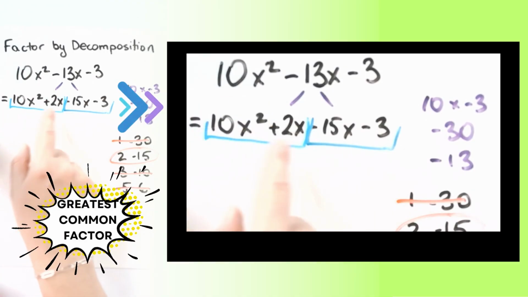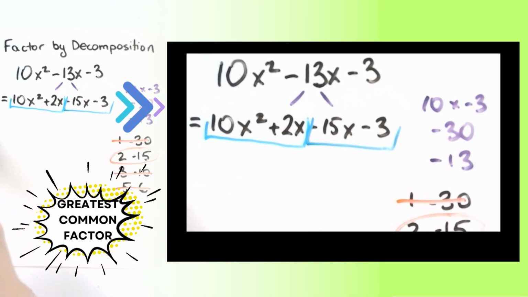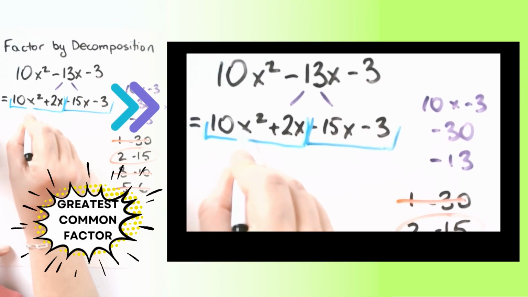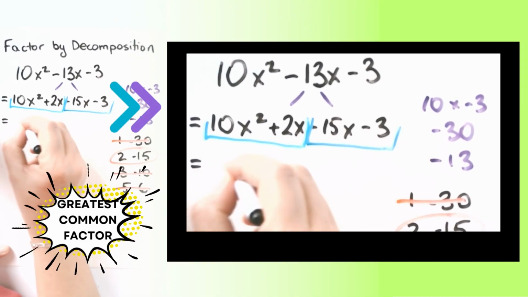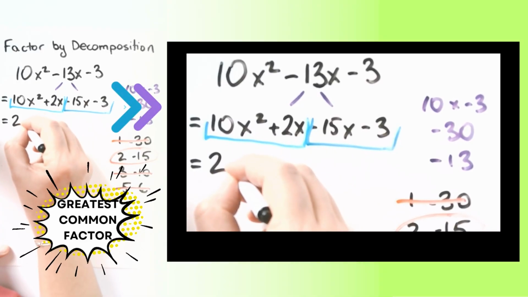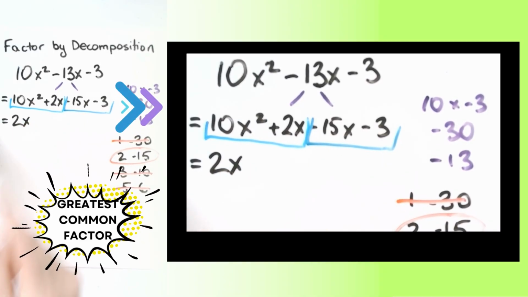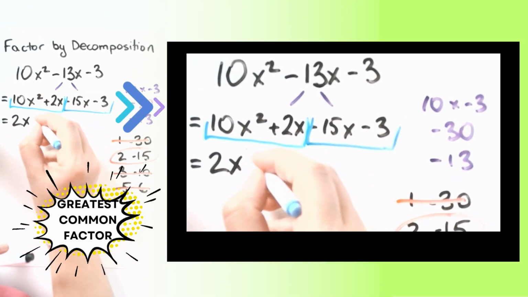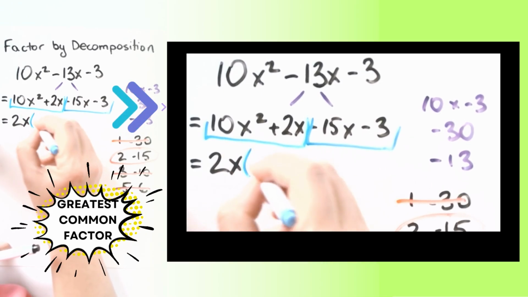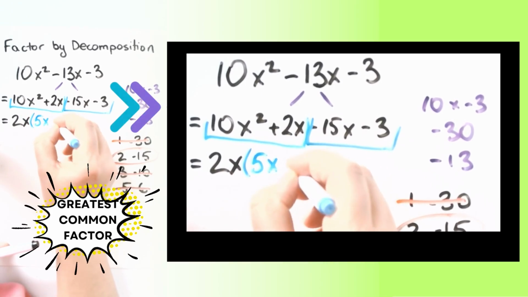So if I look at this chunk, what is the greatest common factor here? The greatest common factor between 10x squared and 2x, well, the number part is 2, but I also have the x. So I can factor out 2x. And once I factor it out of just these two, what's left in brackets would be 10x squared divided by 2x is 5x, and this would be plus 1.